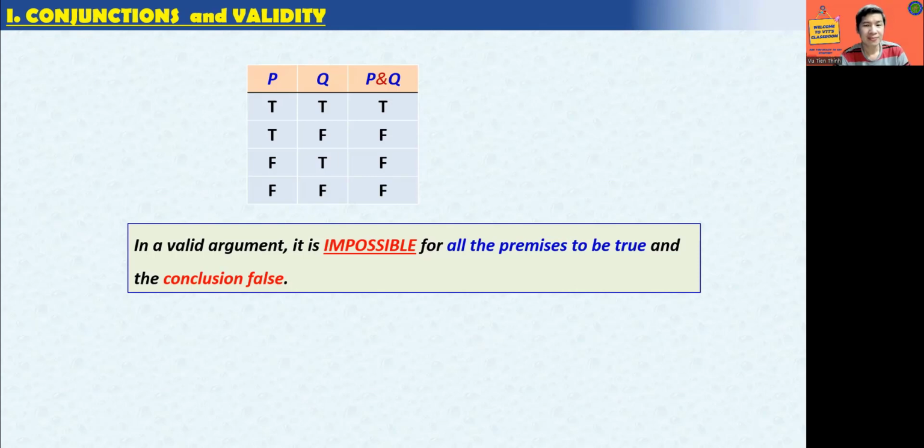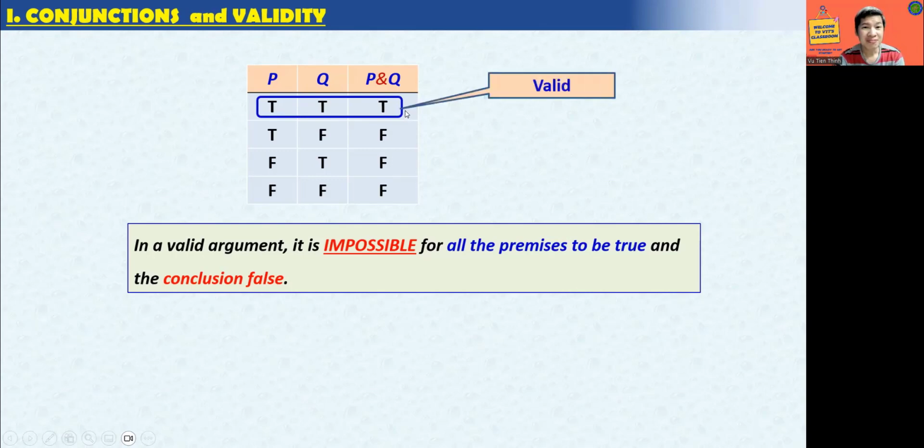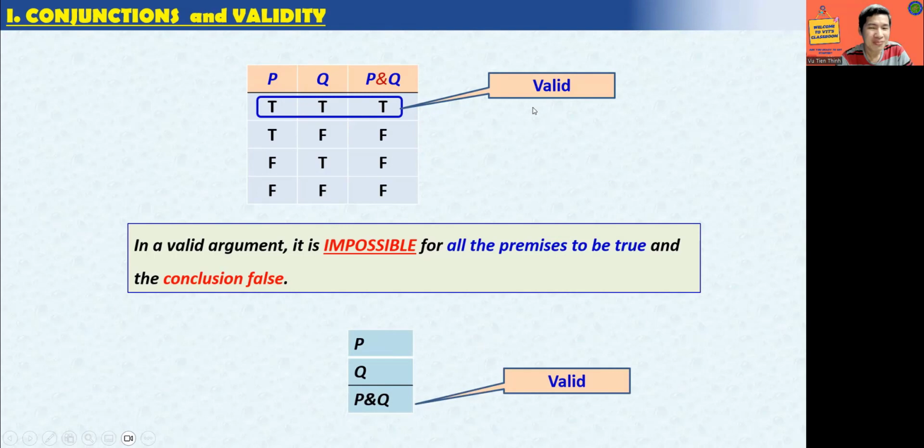Same thing here. We just consider the first line. True. When all the premises are true, the conclusion is true. That goes well with the theory, the definition. I would say valid. Easy. It's another chance for you to get easy scores. When you have the pattern P, Q, P and Q, it's valid.